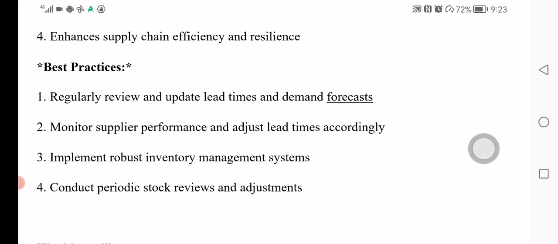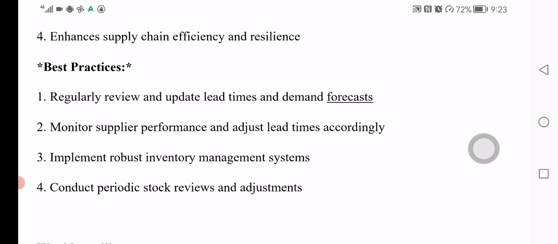Second is monitor supplier performance. Why monitor supplier performance? Because if the supplier defaults during the lead time, even if you have safety stock and buffer stock, you must measure supplier performance. If you observe that a supplier is going to create a disruption in future, then you must have a diversified supplier portfolio, and you must adjust lead time accordingly.